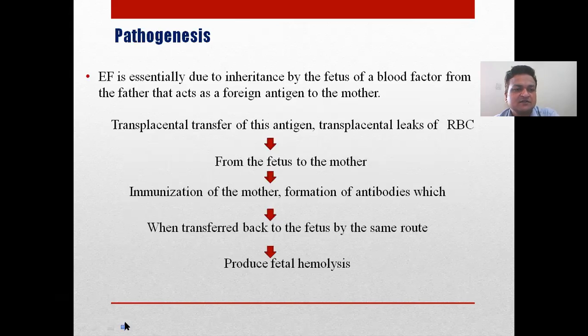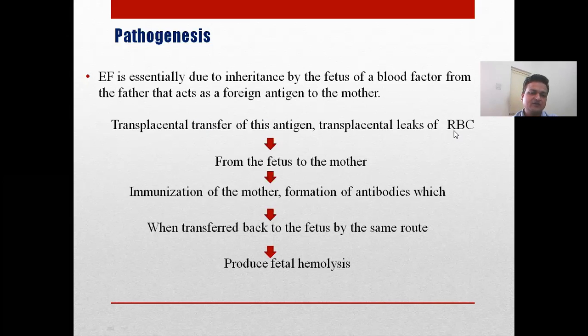In pathogenesis, erythroblastosis fetalis is essentially due to inheritance by the fetus of the blood factor from the father, which acts as a foreign antigen to the mother. This foreign antigen behaves like that in the mother's body and the fetus's body. Transplacental transfer: through the placenta, transfer of this antigen leaks the RBC.